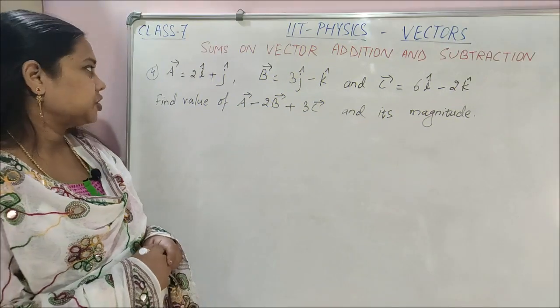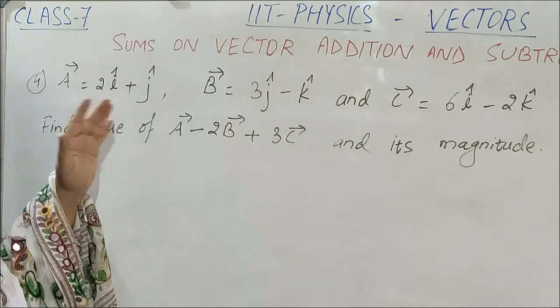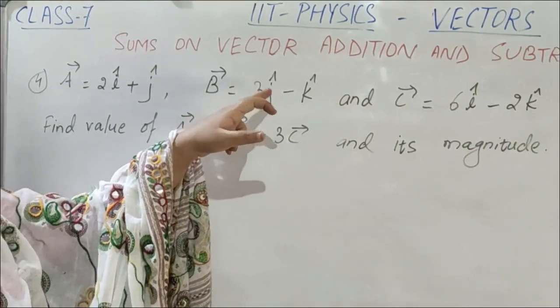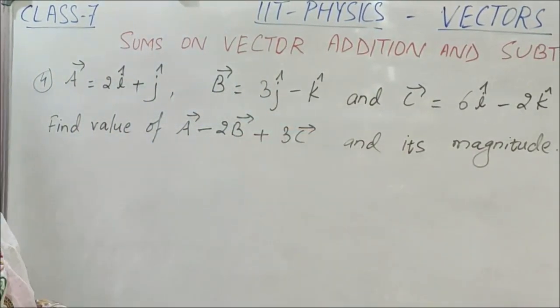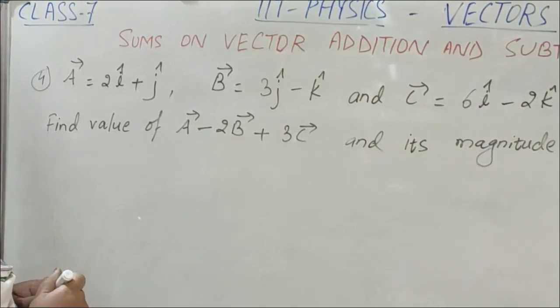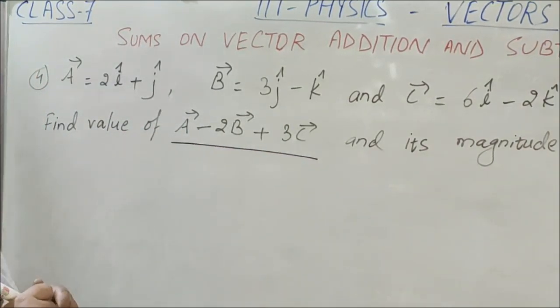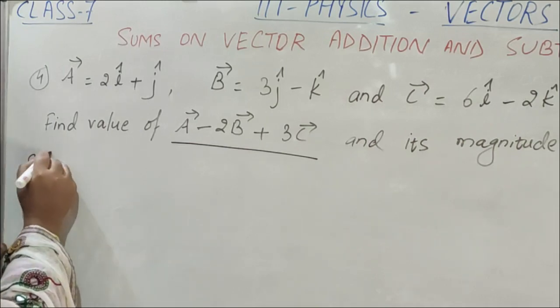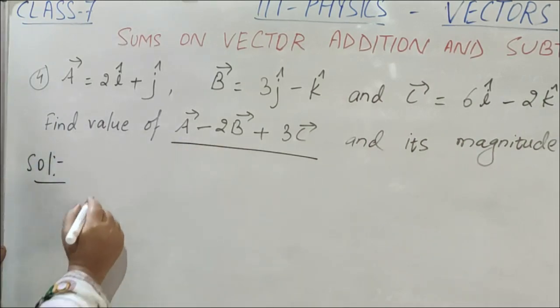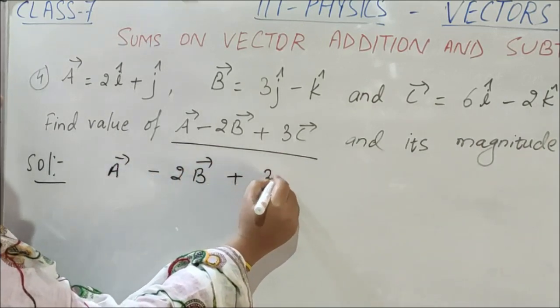So children, next, the fourth question, you can see on the board. There is a vector A. Vector A is given as 2i cap plus j cap. Vector B is 3j cap minus k cap. And vector C is 6i cap minus 2k cap. You have to find the value of A vector minus 2B vector plus 3C vector, and its magnitude also you have to find. Okay, so let's start.